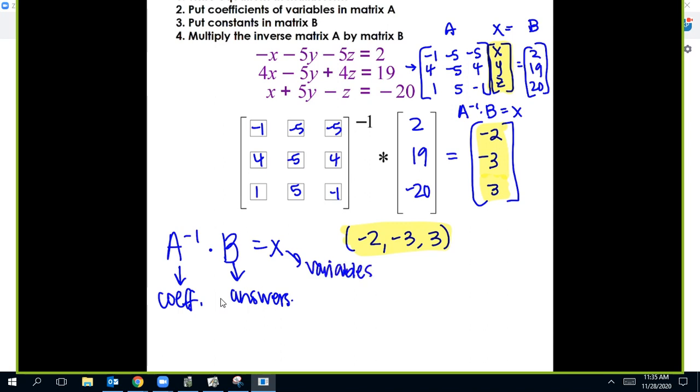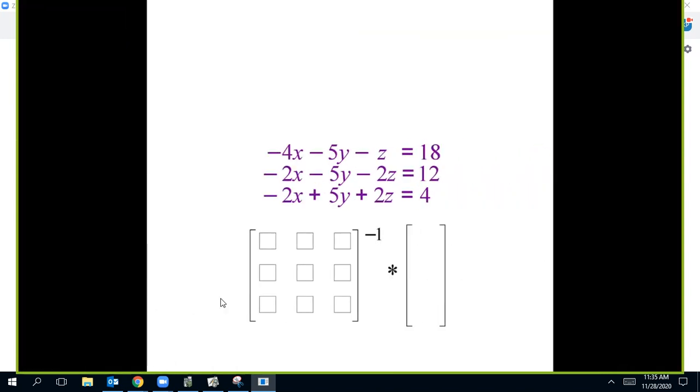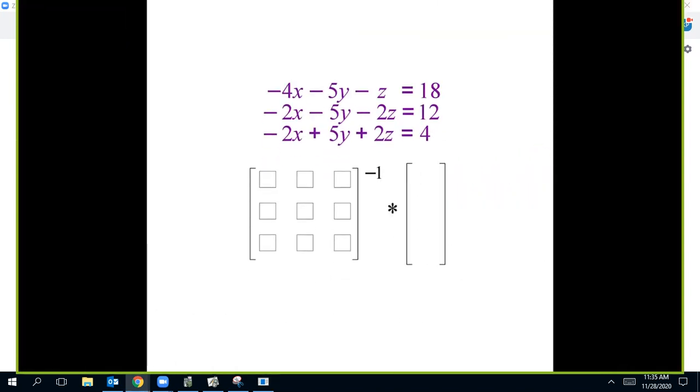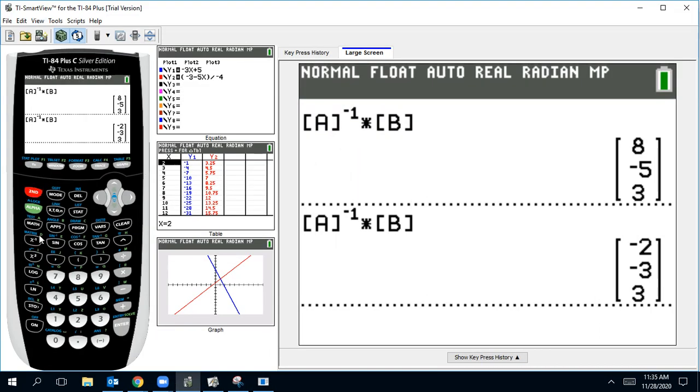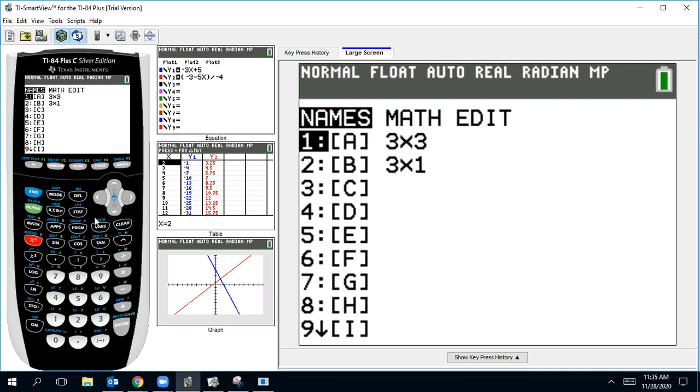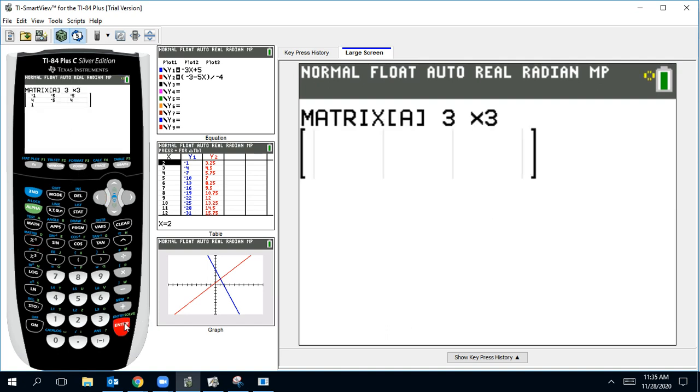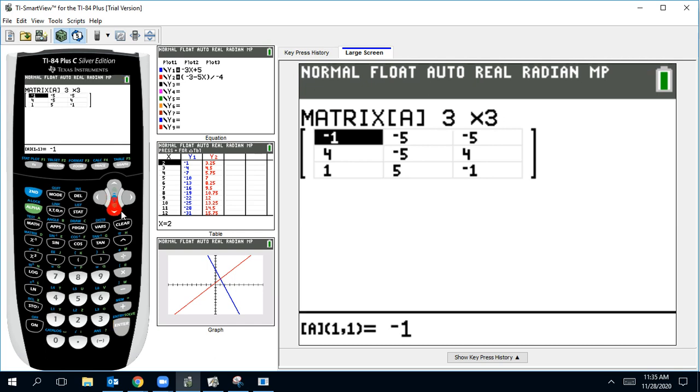So let's practice one more. And I'll show you this one in the calculator again. And so that way you make sure you know how to use it. So hit second matrix. Go over to edit. We already have it set up as a 3x3, so we just need to replace the coefficients. And so we have this time -4, -5, and -1.